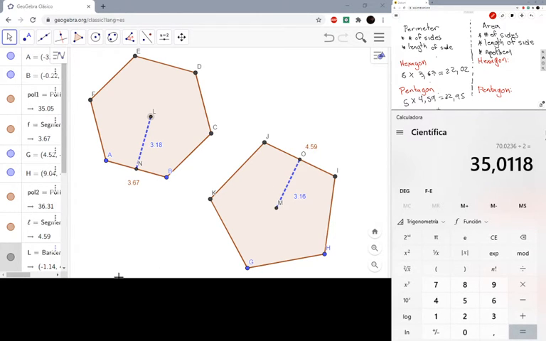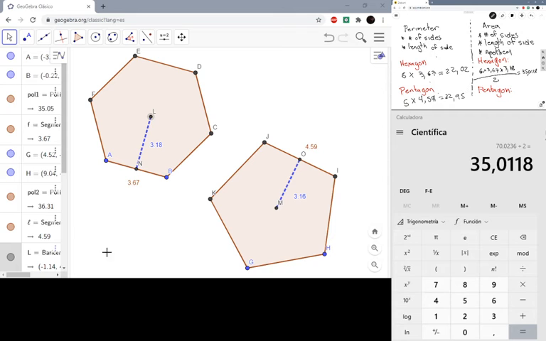So we can see the result of the area of this figure. Let me write the operation completely. 6 times 3.67 times 3.18 divided by 2, which is 35.0118 square units, because it's area.